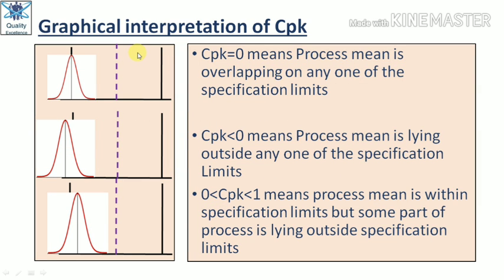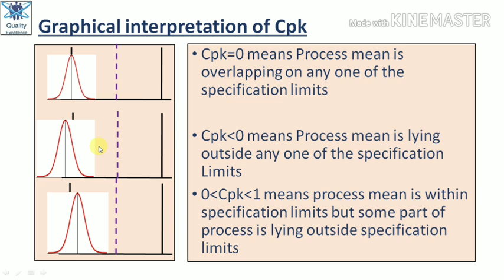Now let us understand CPK graphically and let us interpret it. You can see here the process mean is lying on the lower specification limit. It is overlapping. In this case, CPK will be 0. Why? You can see here 50% of the product which we manufacture is out of specification, below the lower specification, right? So here CPK is considered as 0. CPK is equal to 0.